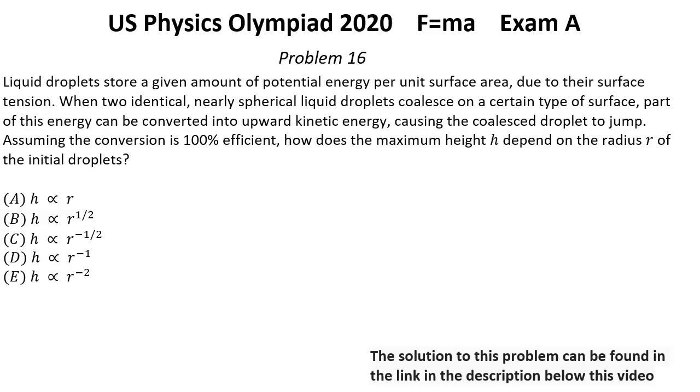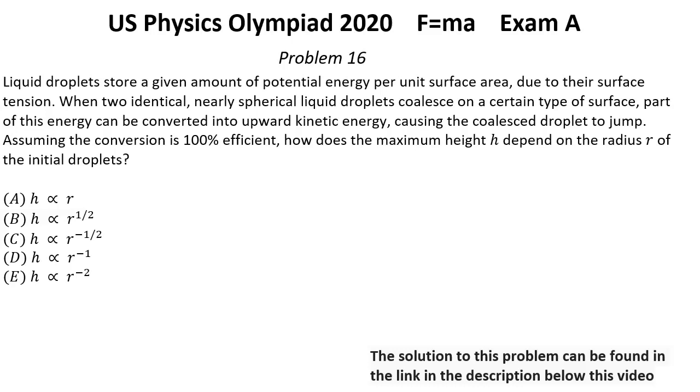Assuming the conversion is 100% efficient, how does the maximum height h depend on the radius r of the initial droplets? Solution for problem number 16.